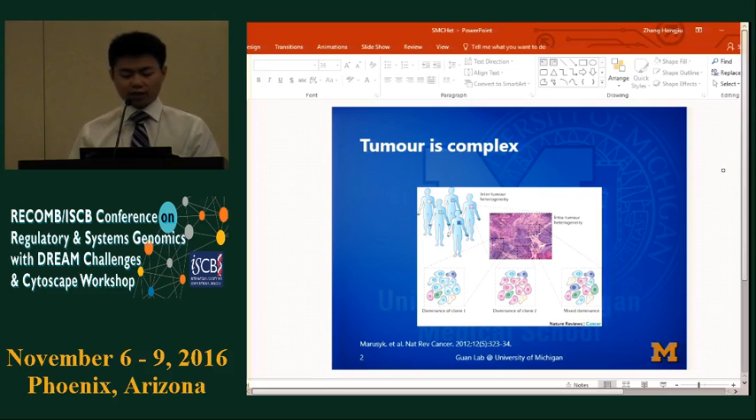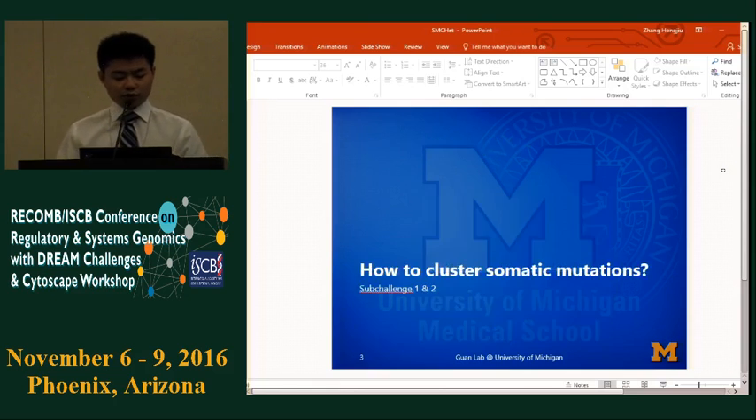And to make it worse, they might carry some drug resistance mutations. So people who want to design therapy must know how complicated the tumor is. So it's in high demand to infer the tumor heterogeneity. And the first question we usually think about is whether we can cluster somatic mutations present in the tumor sample into multiple subclones. And it's actually represented in Subchallenges 1 and 2, a very important question.